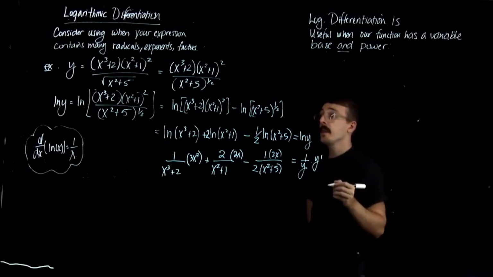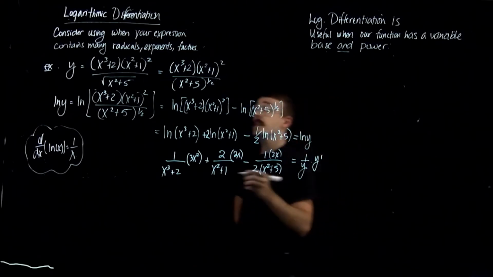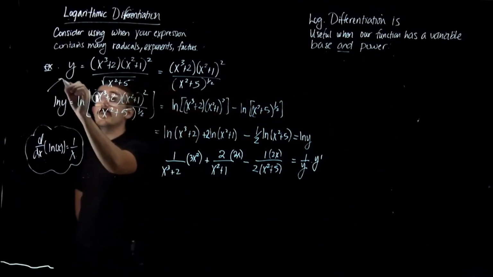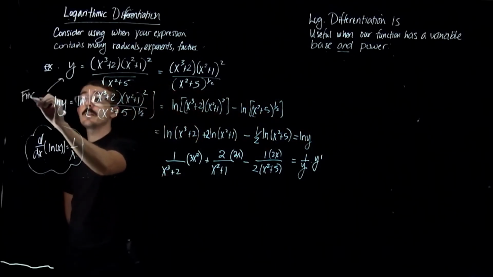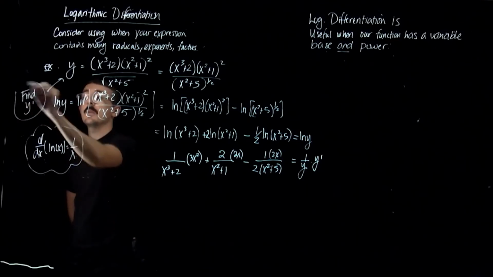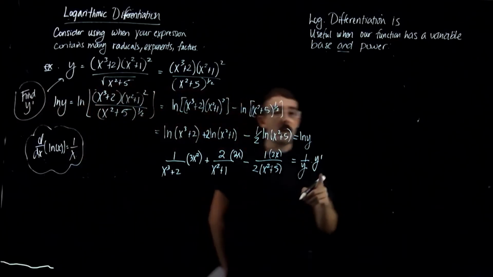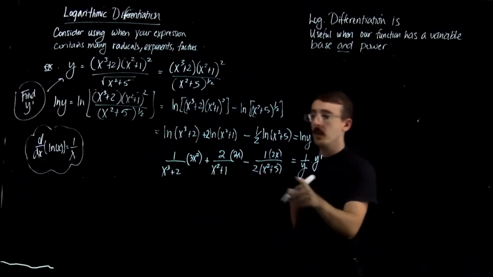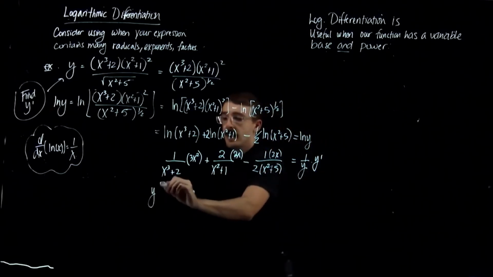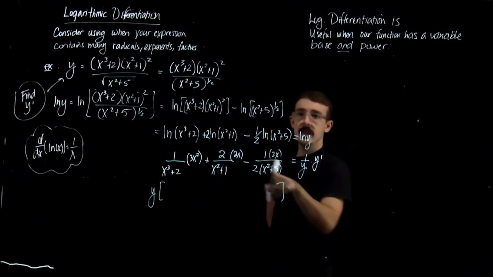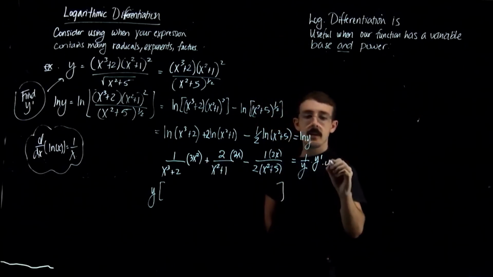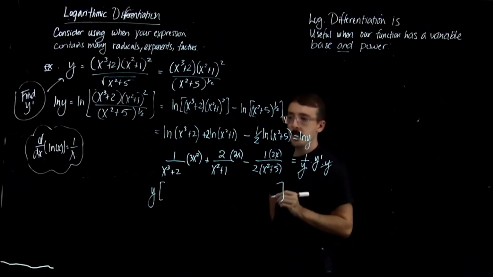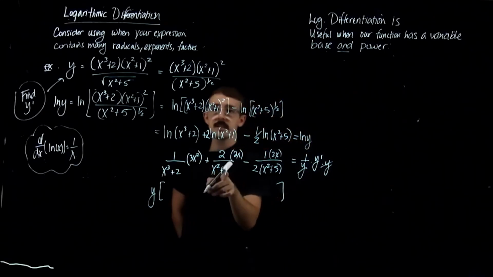What I'm looking for is I'm trying to find the derivative. So here, my goal is to find y prime. That's the goal of the problem. So all I need to do is solve this for y prime now. I'm going to multiply both sides by y. So it's going to be y times all of the left side. And these will cancel here.